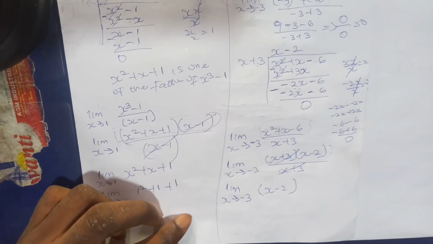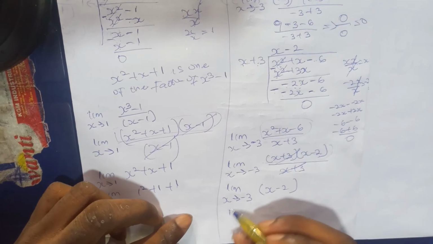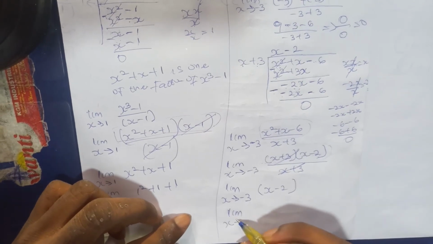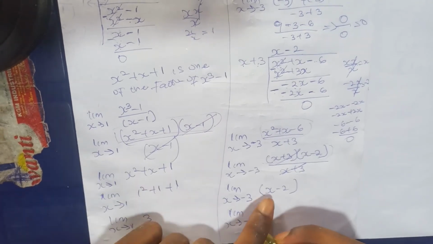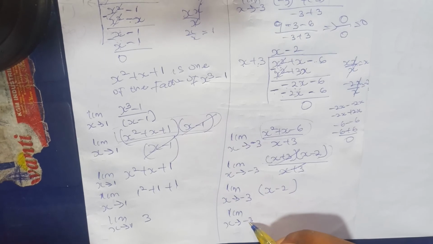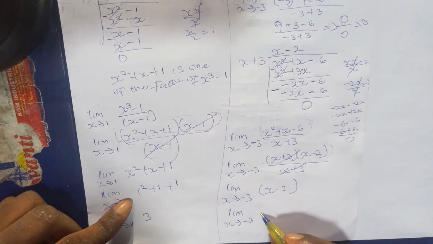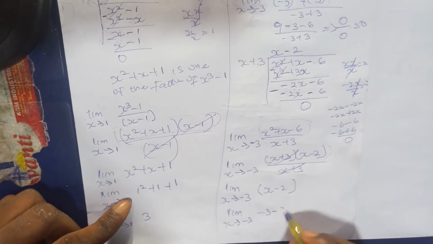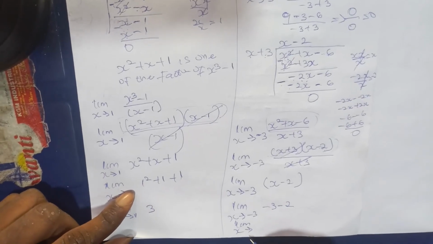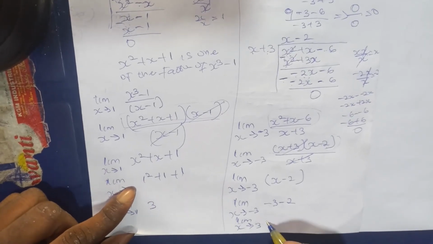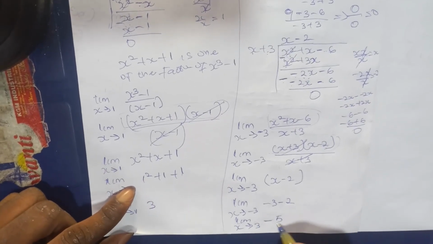Now we're going to do direct substitution. Lim x approaches minus 3, and where we see x, we are going to input minus 3. Now minus 3 minus 2 gives us minus 5.